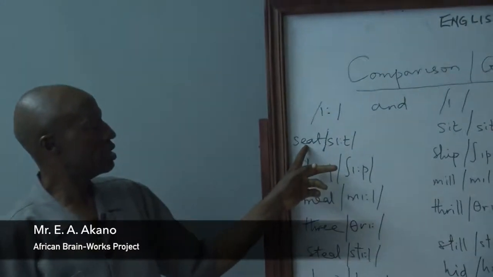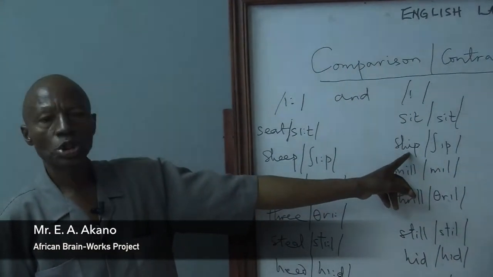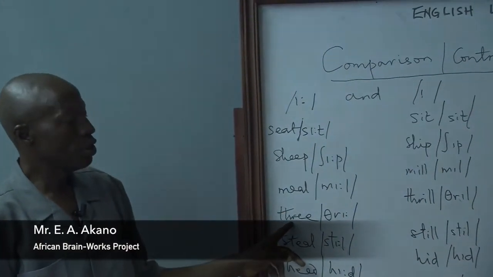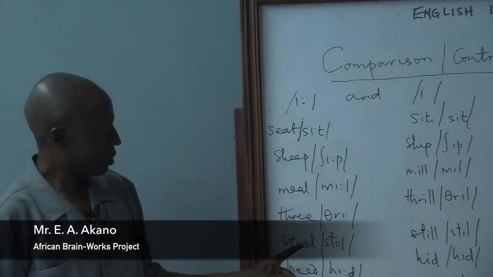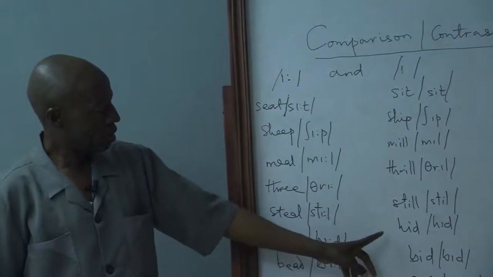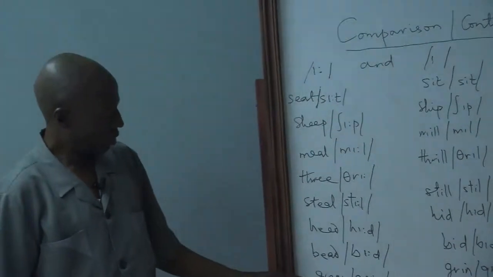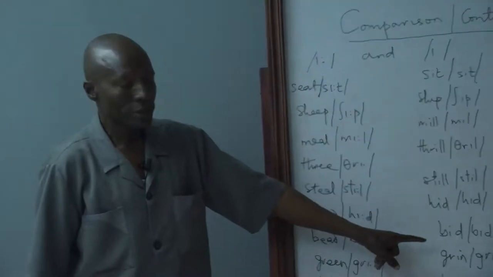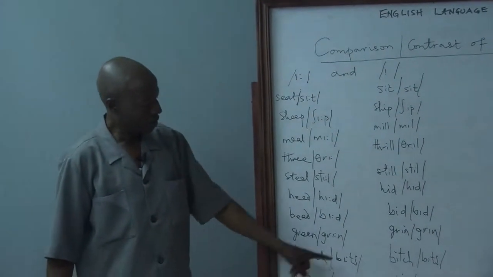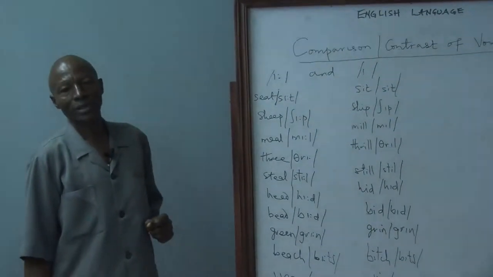For instance, we have seat, sit, sheep, ship, meal, three, steal, still, heat, beat, bed, green, beach, win. We want to go to the next one.